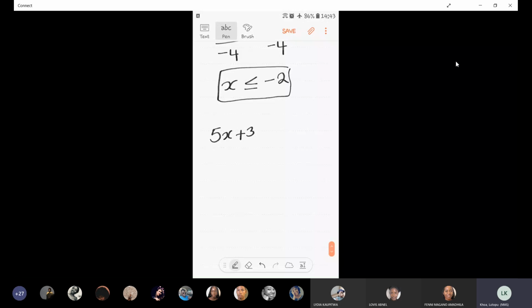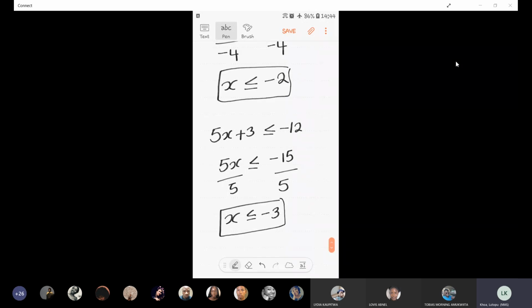I have 5x plus 3 is less than or equal to minus 12. Then again, I will subtract 3 on both sides. So I have 5x is less than or equal to minus 15. And then this time when I divide by 5, the inequality does not change direction. So I have x is less than or equal to minus 3. So these are my two solutions for each of the inequalities.